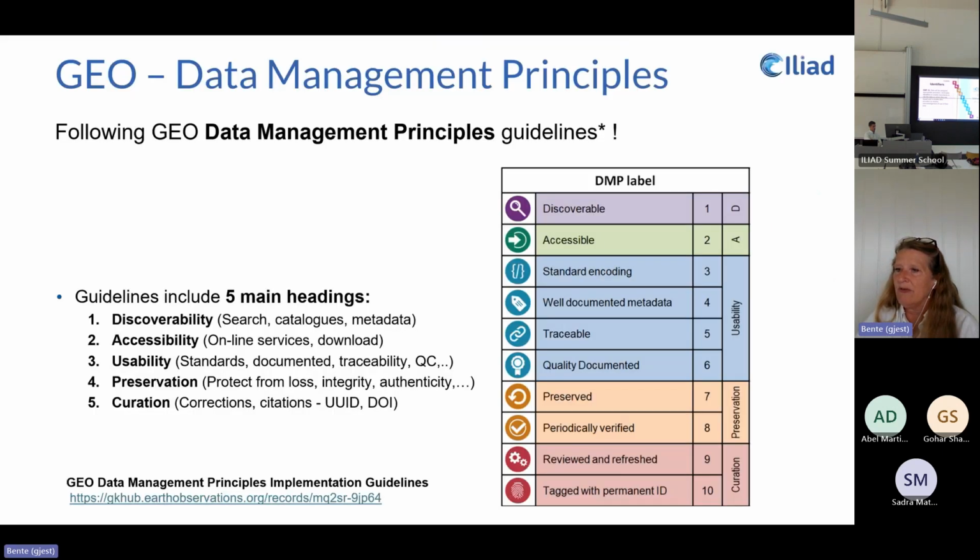Now, to follow this, we have developed in GEO implementation guidelines, and you see the main headings here. If you are working on data, this is a very valuable link and a document that will help you enormously, even if you are advanced or totally new. The guidelines contain 5 main headings: discoverability, accessibility, usability, preservation, and curation. You will recognize the color coding. These are very valuable documents where you go in more detail on how to implement these management plans.